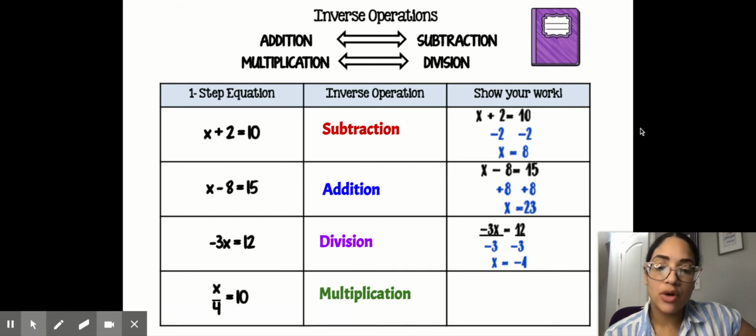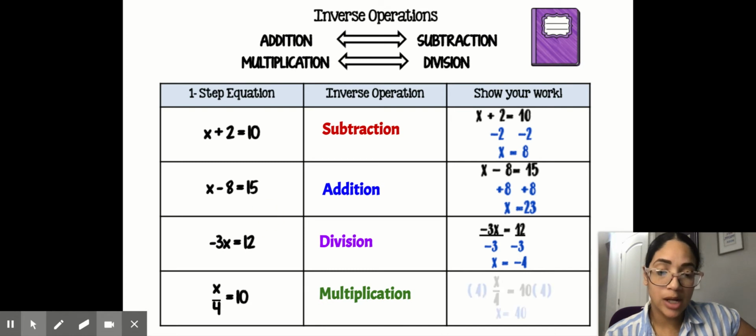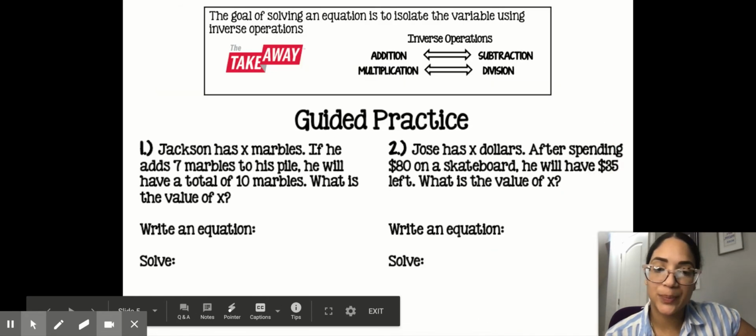Okay? Notice how in my problem down there, I am dividing by 4. 4 is my denominator there. Okay? Now I'm going to be multiplying by 4. So notice how I'm using parentheses to represent that multiplication. What happens here is that 4 divided by 4 is just 1. They cancel each other out, basically. And then 10 times 4 is 40. So that would be my final answer.